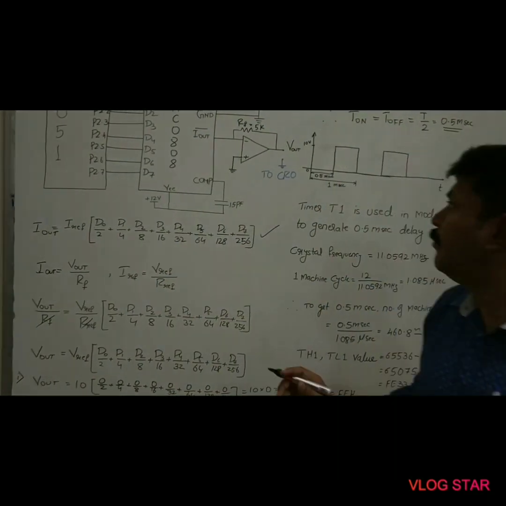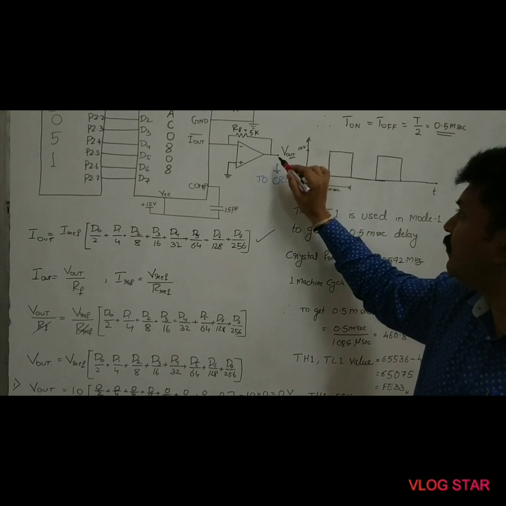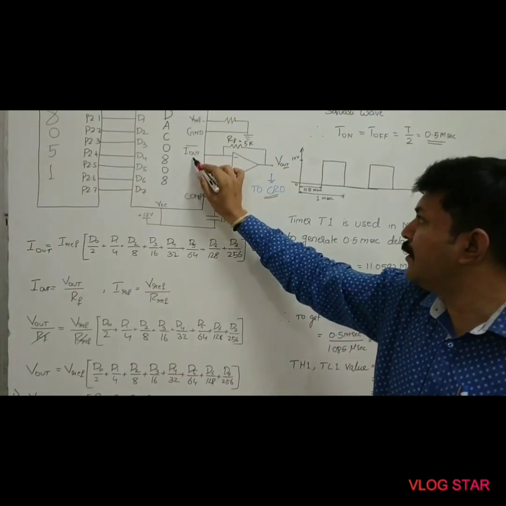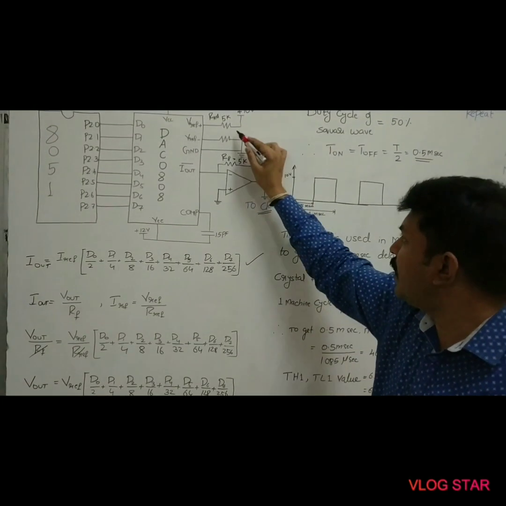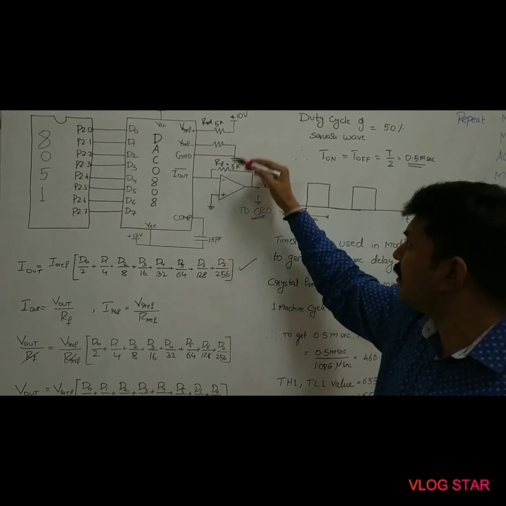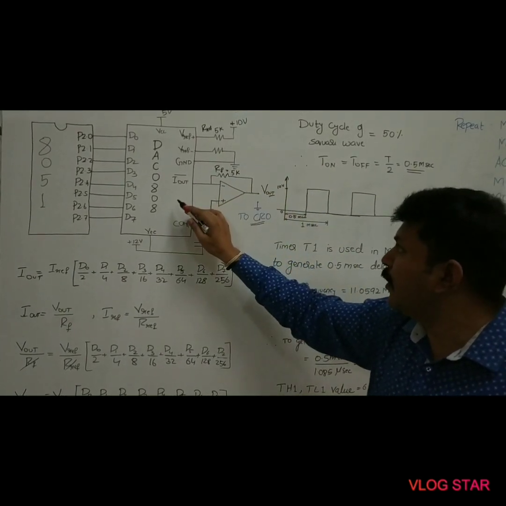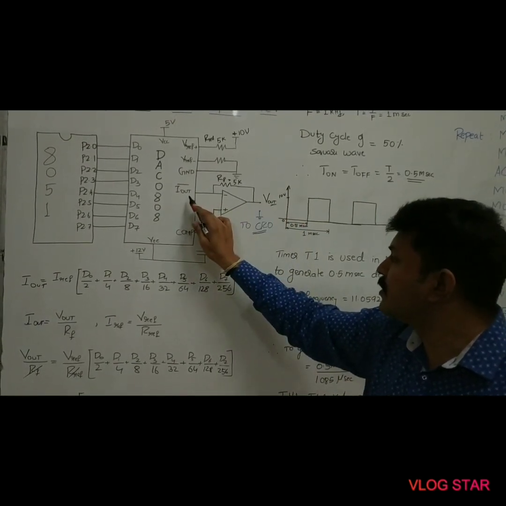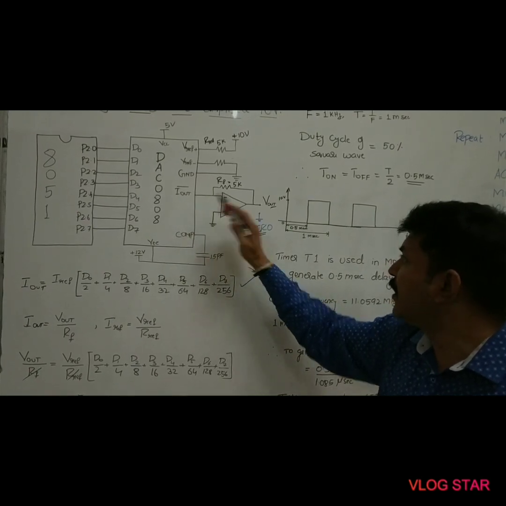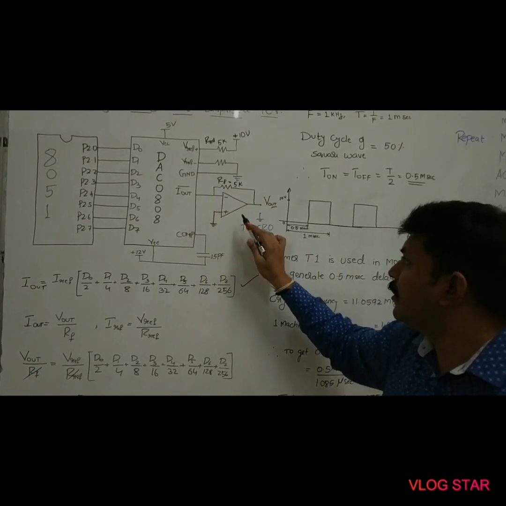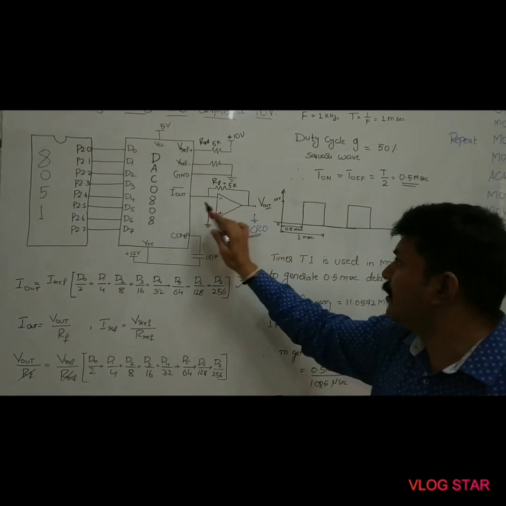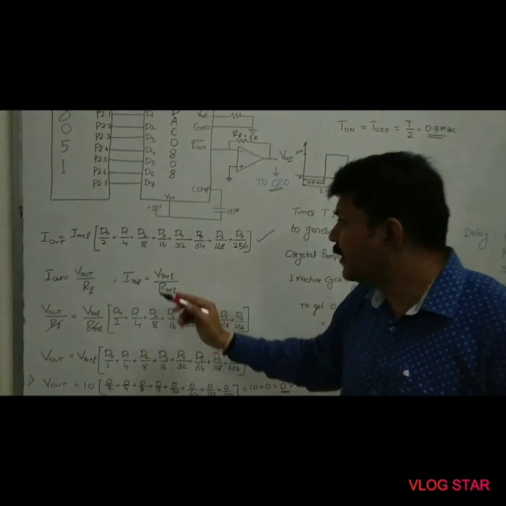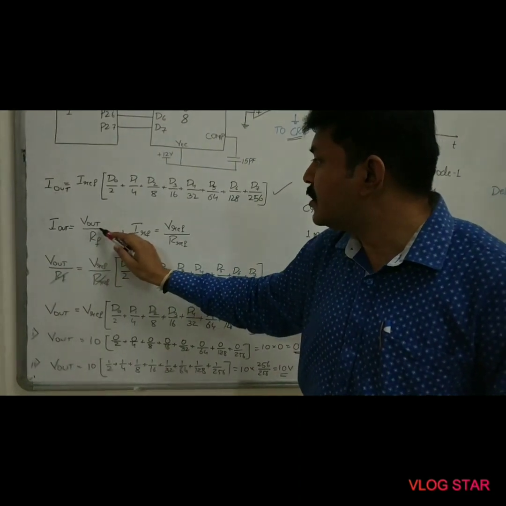But I require output voltage because finally I will connect it to a CRO. The CRO reads voltage, so I have to convert this current into voltage. That's why I require this external op-amp and other resistors in collaboration with this IC so that I can generate voltage. The output of the DAC IC is current, but I require voltage, so I need this extra circuitry connected along with the DAC IC. So I replace the current by voltage in this expression.